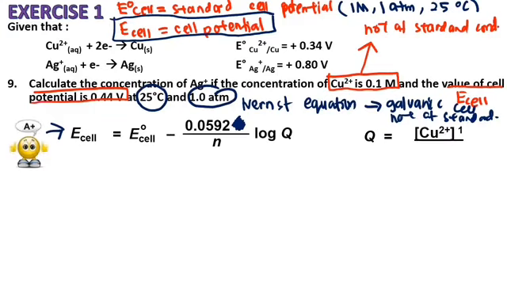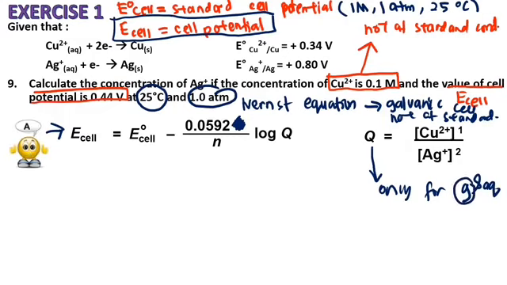For this case, the product is copper 2 plus to the power of 1 divided by silver plus to the power of 2. Like what you learned in Semester 1, Q value is only for gas and aqueous. Solid and liquid are excluded. Remember Q in chapter 6 in Semester 1? The concept is the same. Q is only for systems in aqueous and gas state. Solid and liquid are excluded. And it must be product divided by reactant.